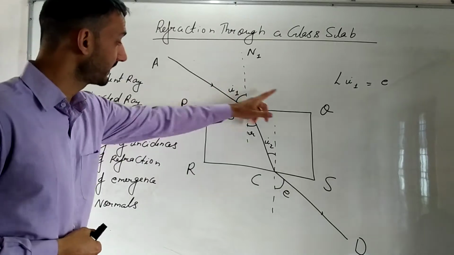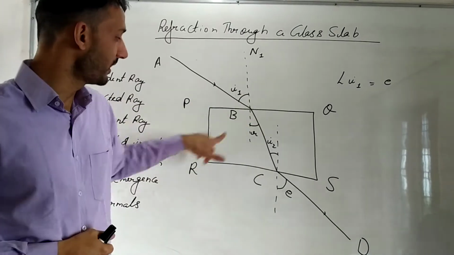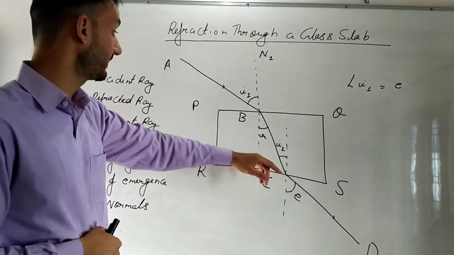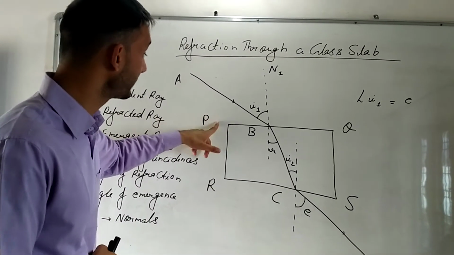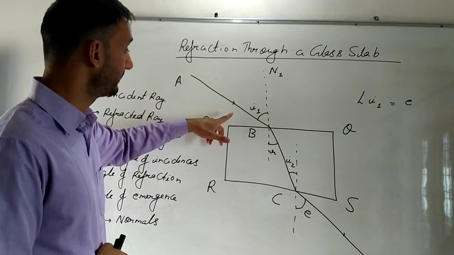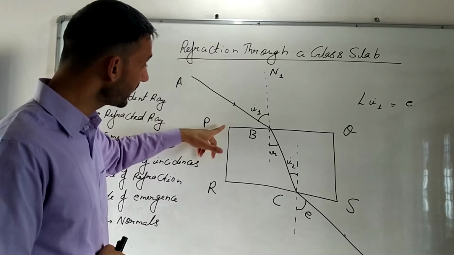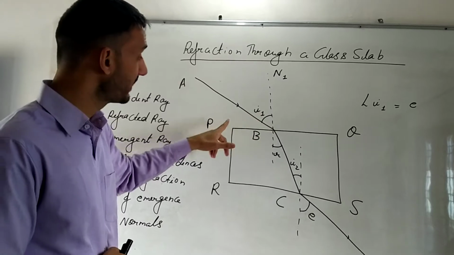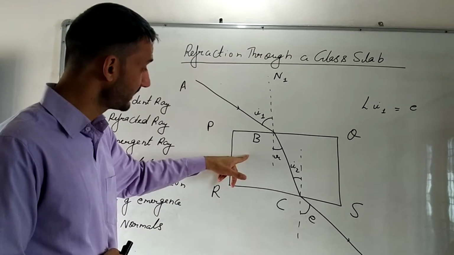So this is a glass slab. PQRS is a glass slab. There are two refracting surfaces of this glass slab. One refracting surface is PQ. As we discussed earlier, light is coming from air, which is a rarer medium, and going into the glass, which is a denser medium.